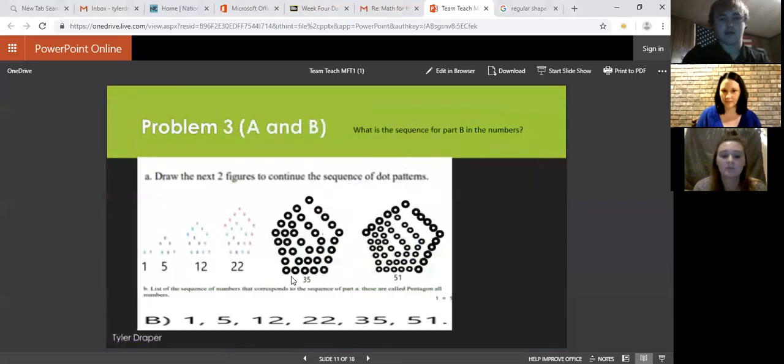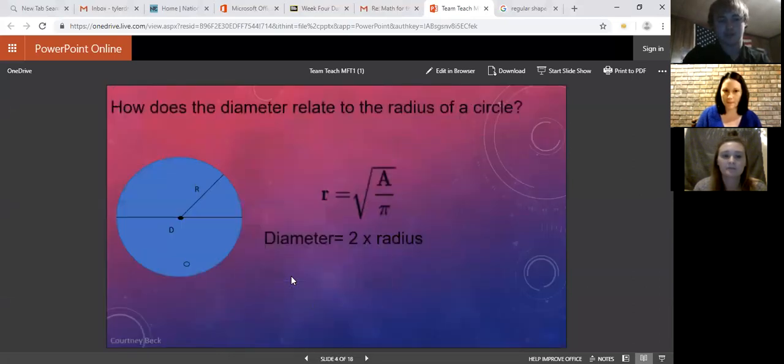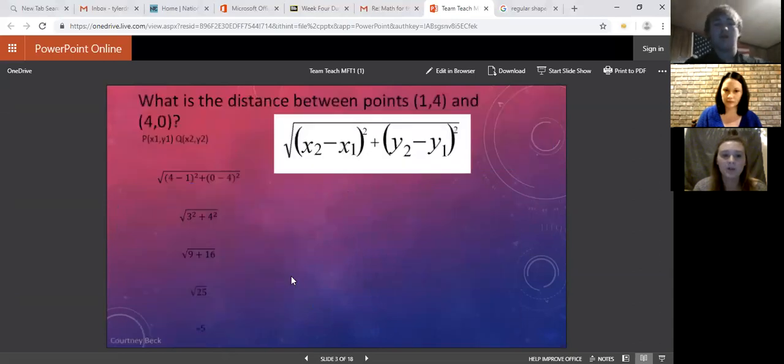All right, and now we'll go back to Courtney's next problem. Courtney, what is the difference between points 1, 4 and 4, 0? To find the distance, we'll use the distance formula, which I have listed on the slide right here in white. The formula will help you find the distance between the 2 points when you subtract your x's and you subtract your y's. And then you use the Pythagorean theorem. So we will get 5 after we put our points into the equation.